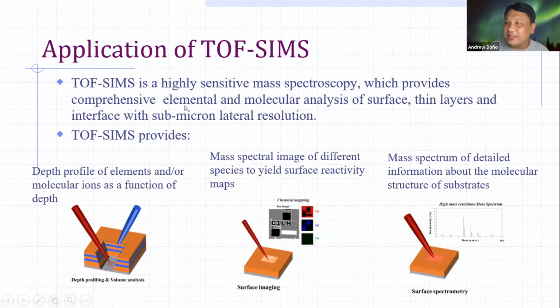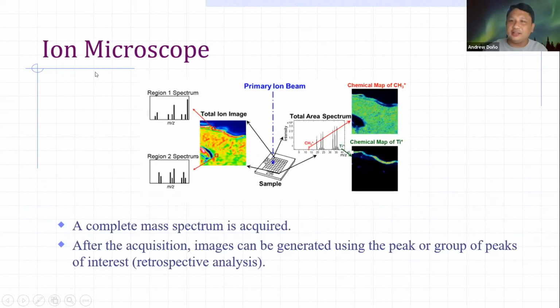So TOF-SIMS is a very highly sensitive mass spectroscopy which provides comprehensive elemental and molecular analysis of surfaces, thin layers, and interfaces with submicron lateral resolution. So TOF-SIMS provides the profile of elements and or molecular ions as a function of depth. Also, mass spectral images of different species to yield surface reactivity maps. And also, mass spectra with detailed information about the molecular structure of the substrate. And also, in TOF-SIMS, we can also do ion microscopy.